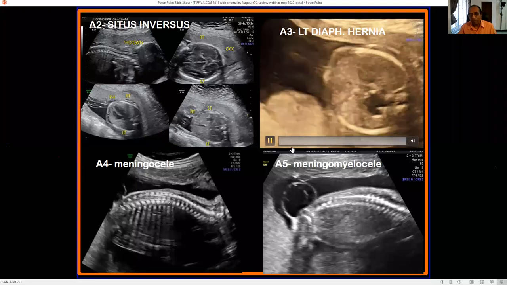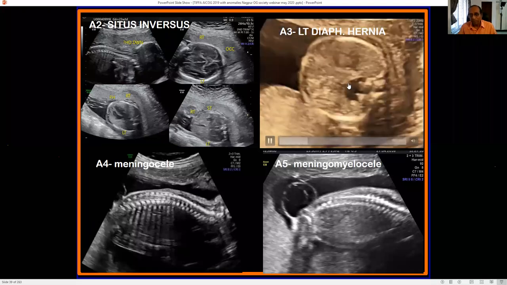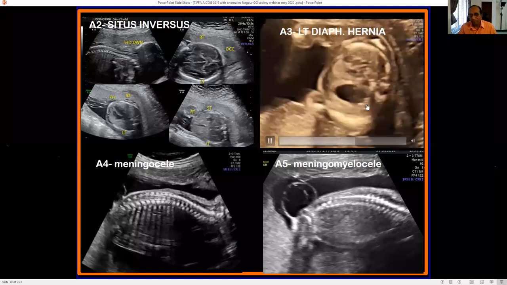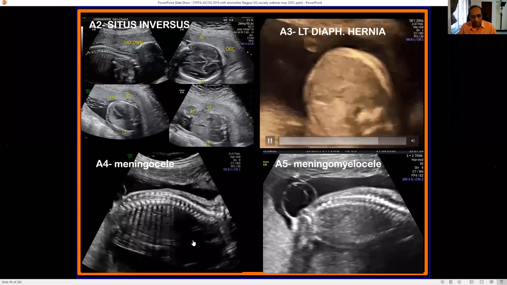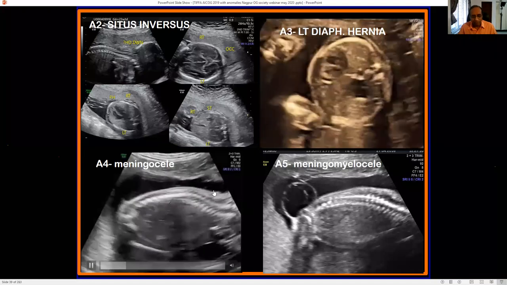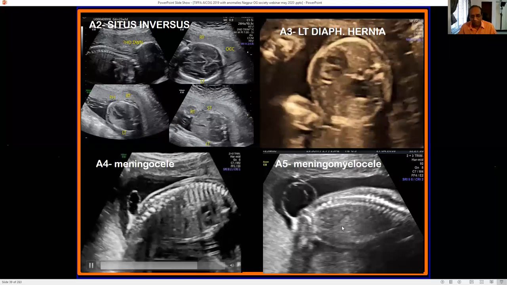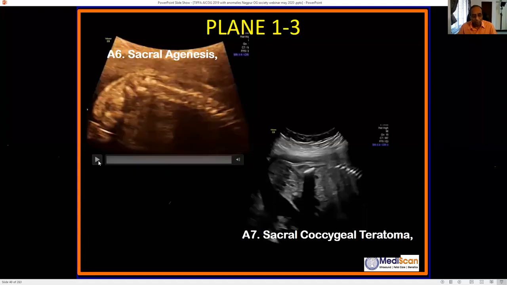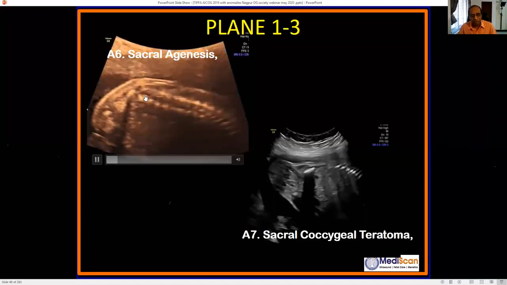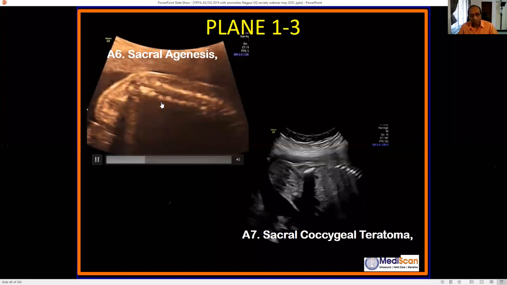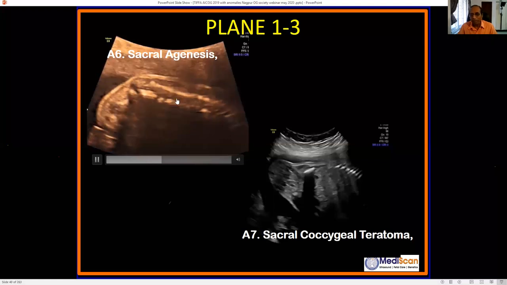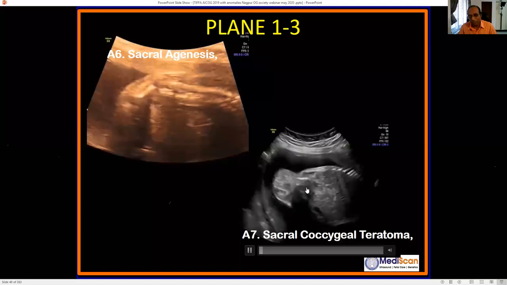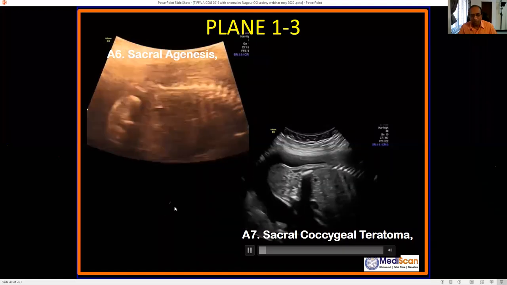Now here in the thorax, you can see the stomach, and you can see the heart is being pushed to one side. So obviously it is a left-sided diaphragmatic hernia. And then here you can see a sacral meningocele, and here is a sacral meningomyelocele. And then we also identify sacral agenesis. As you can see, the tip of the sacrum is not seen. We should always look for the curvature of the sacrum. Usually it happens around 20 to 21 weeks or so. Or if there's a solid tumor, it's a sacrococcygeal teratoma. Most often with the sacral teratoma, you then use color Doppler to see the vascularity.